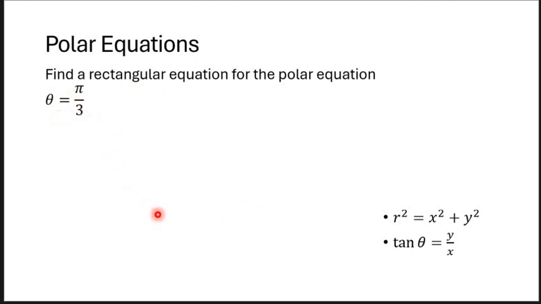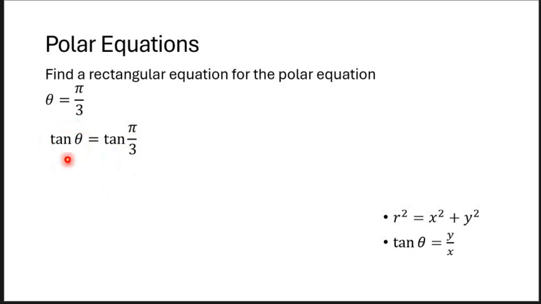I'm going to convert this to its rectangular form. I notice this one doesn't have any r's, but it does have theta equaling pi over 3. And I know that the tangent of theta is equal to y over x. So that means that if I take the tangent of both sides of this equation, I'll get this.